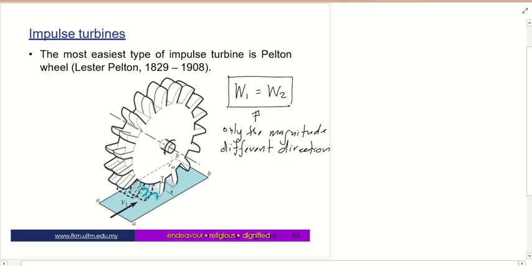As you can see here, Rm is the mean radius. Rm means mean radius, which is Ri plus Ro divided by 2, defined as the mean radius.